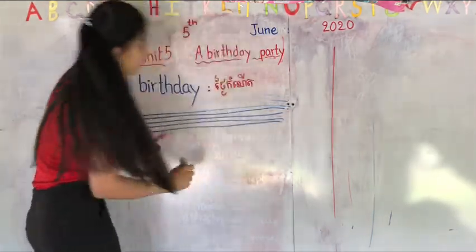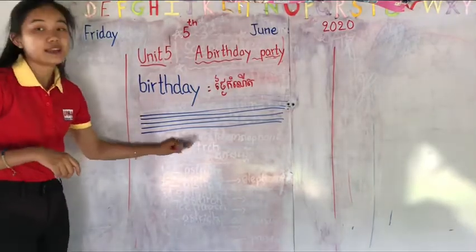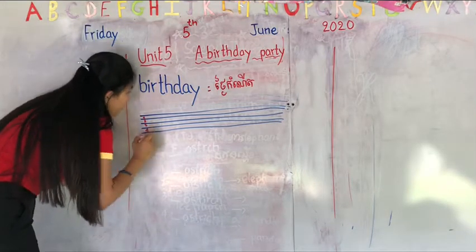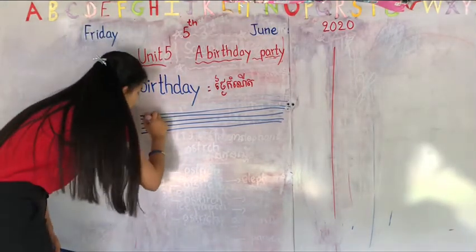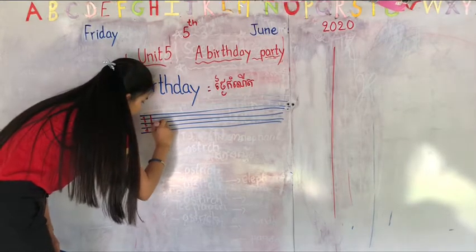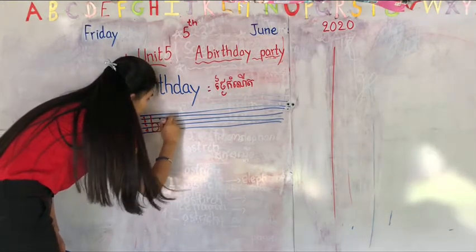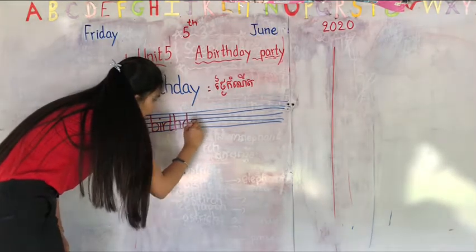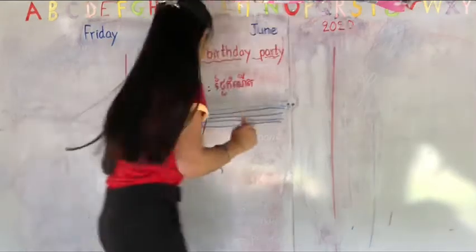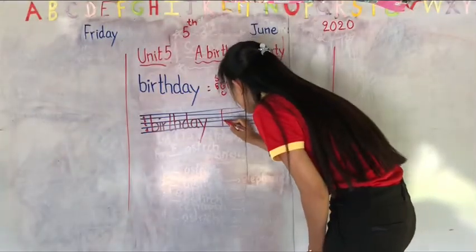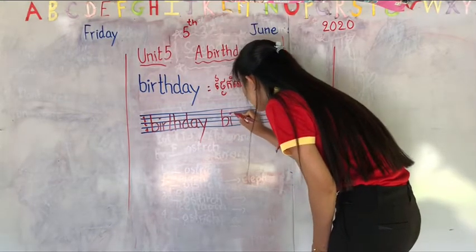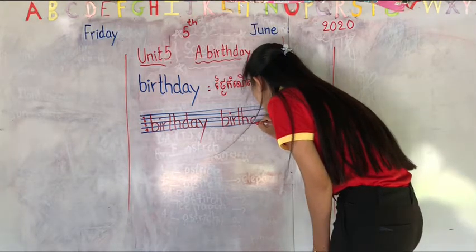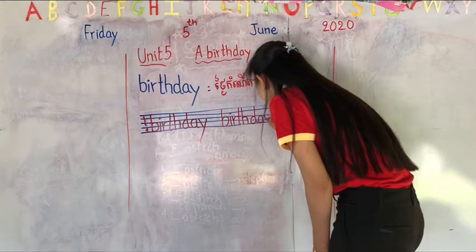Okay, so anyone, what is it? It is the column. In one column there are four rows. And now please spell birthday for me. Birthday spell B I R T H D A Y. Again, birthday spell B I R T H D A Y.